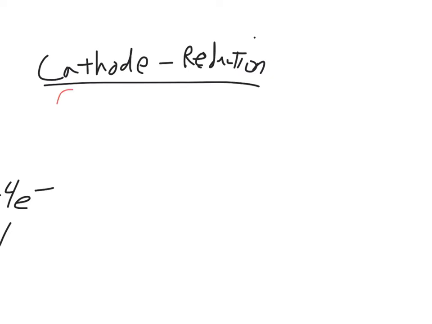Our first possibility is going to be the reduction of the cesium ion. Well, the reduction of the cesium ion to cesium metal isn't given in your textbook. Just to make sure I wasn't missing anything, I did look it up online. It's a negative 2.92 volts.